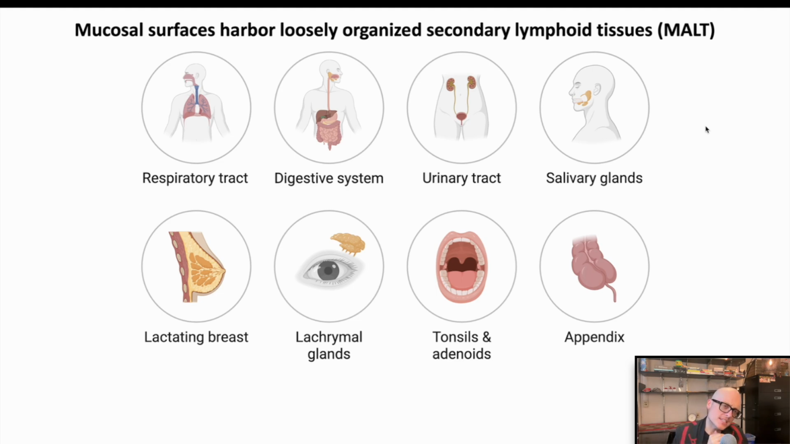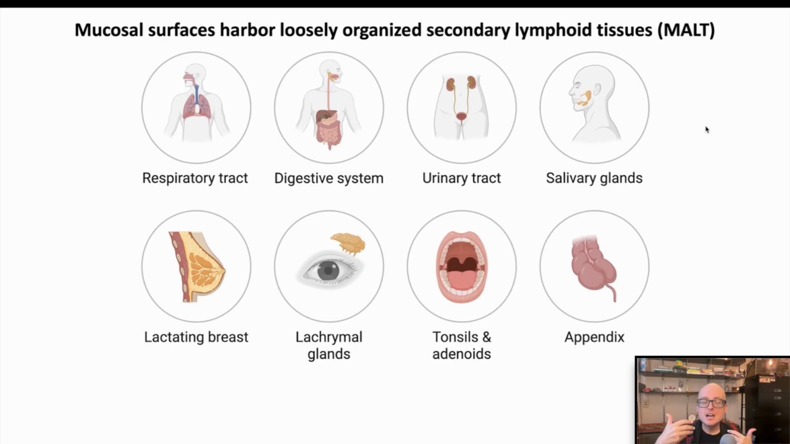And this is key because mucosal surfaces tend to be what we might think of as portals of pathogen entry in the body. So our respiratory system, digestive system, our urinary tract, the tonsils and adenoids, these are places where things are entering our body: food, air, bodily fluids from other people, which can carry pathogens.